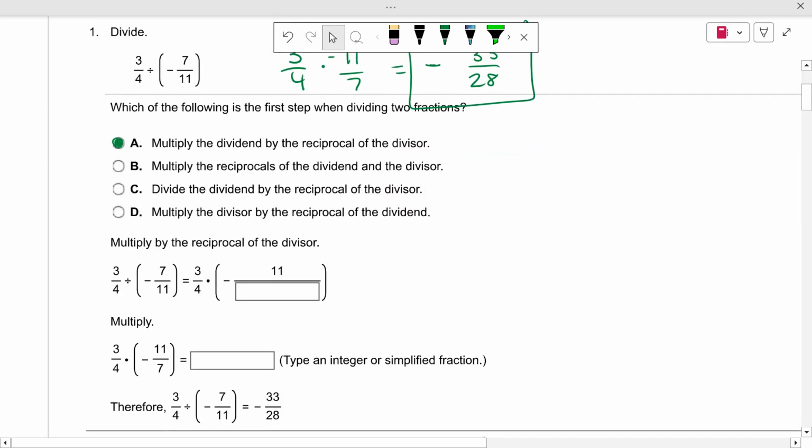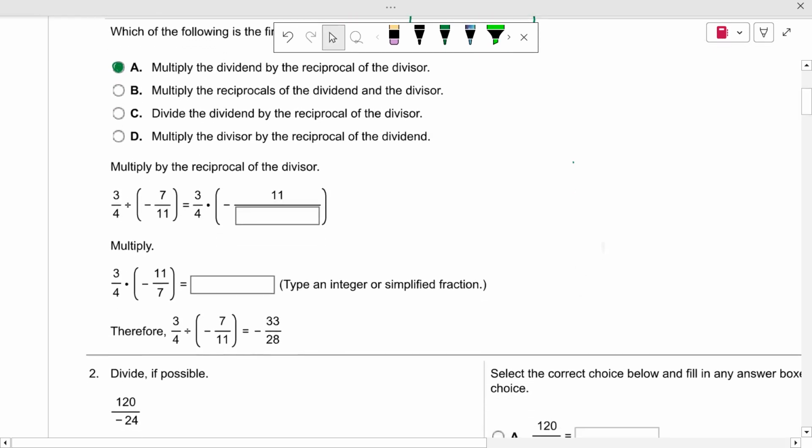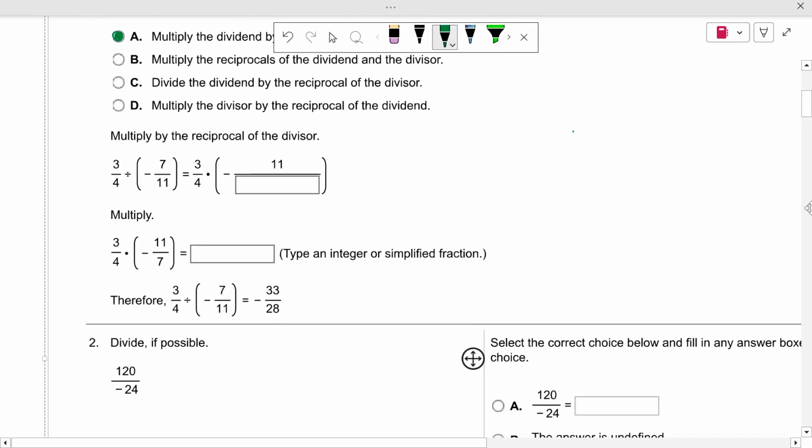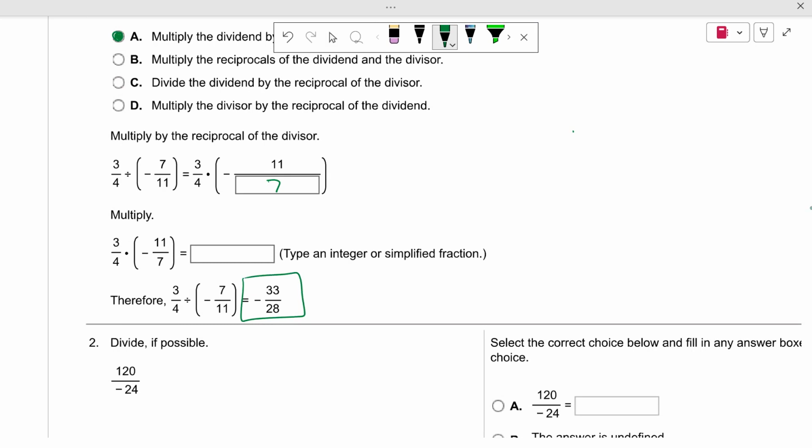So the divisor is the bottom number. The dividend is the top number. All right. So you take 3/4 times 11/7, and then you get negative 33/28. Okay. Oh, okay. I see. Yep.